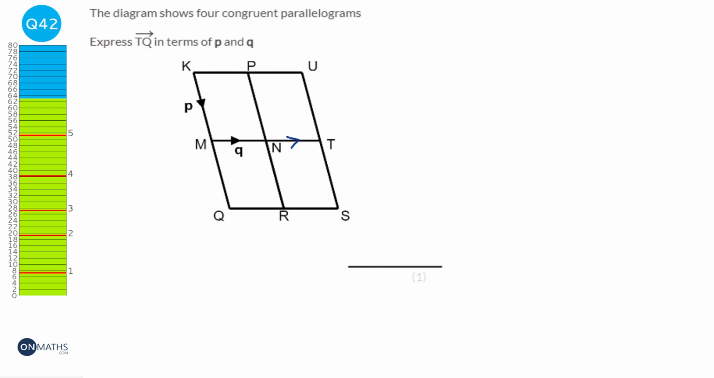So we're asked to express TQ in terms of P and Q. Well, we've got another Q here, because all of these are congruent parallelograms, and we have a P there. So if we're starting at T and getting to Q, we can go along this path here and down this path here. So we're going backwards down Q, in fact backwards down two lots of Q, and then the correct way down P. So it's either minus 2Q plus P or P minus 2Q.